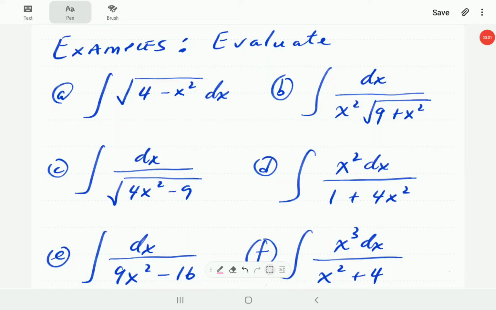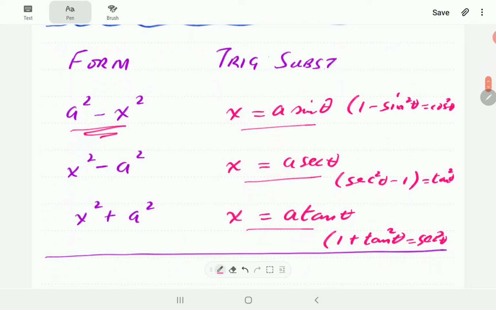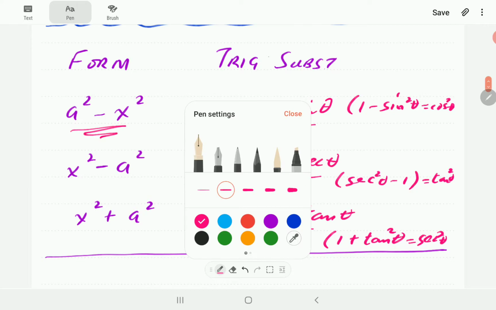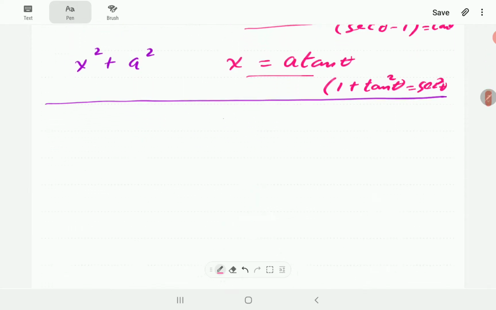In this video, we continue working on integrals that can be evaluated using trigonometric substitution. In part 1, we worked through example number A. Here we're going to start off with example number B. These were the rules on how to make substitution that we established in part 1.